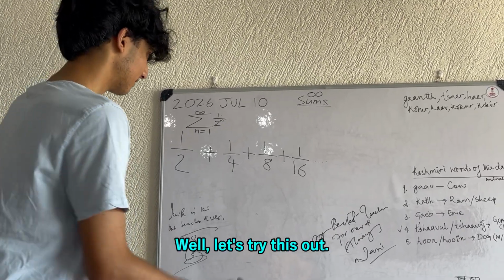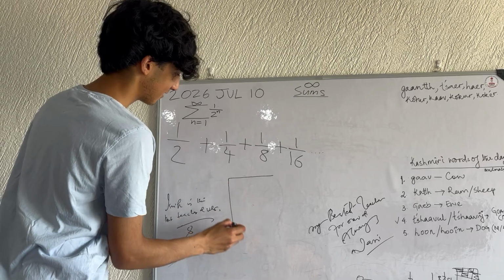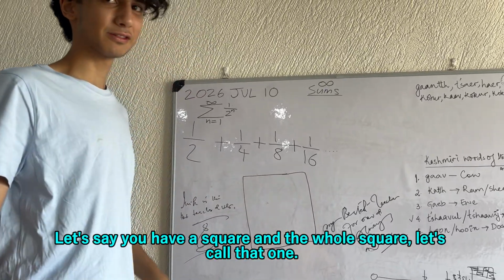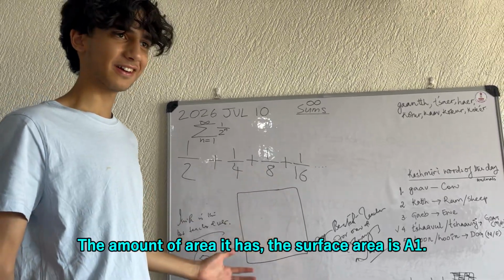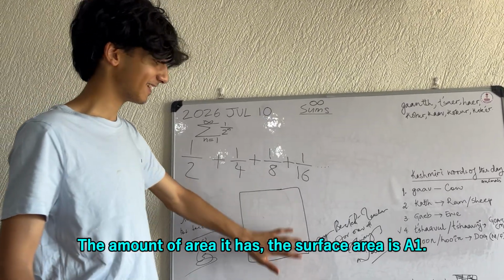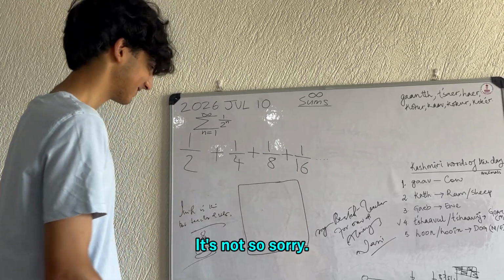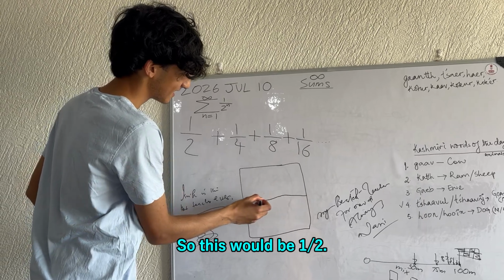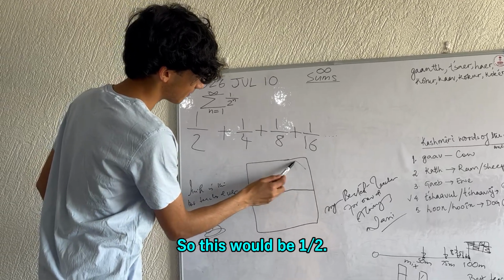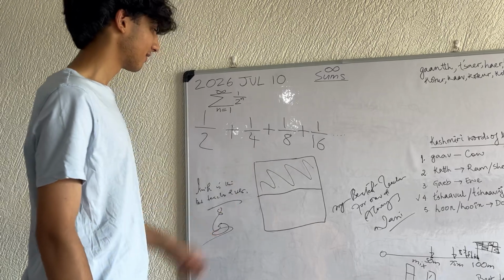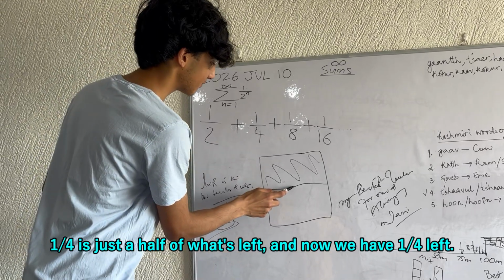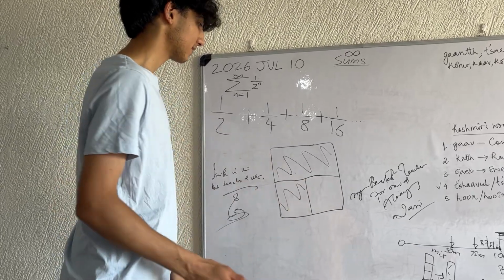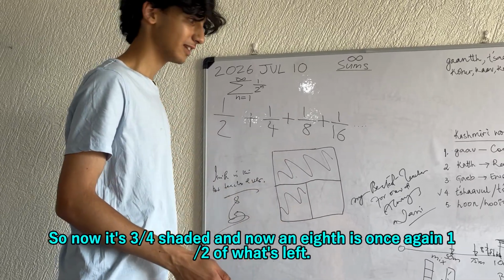Well, let's try this out. Let's say you have a square, and the whole square, let's call that 1. The amount of area it has is 1. So this would be 1/2. 1/4 is just a half of what's left, and now we have 1/4 left. So now it's 3/4 shaded.